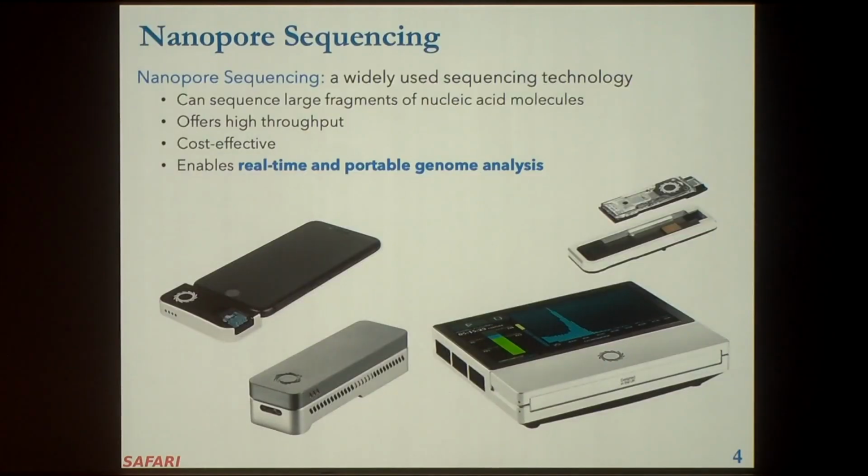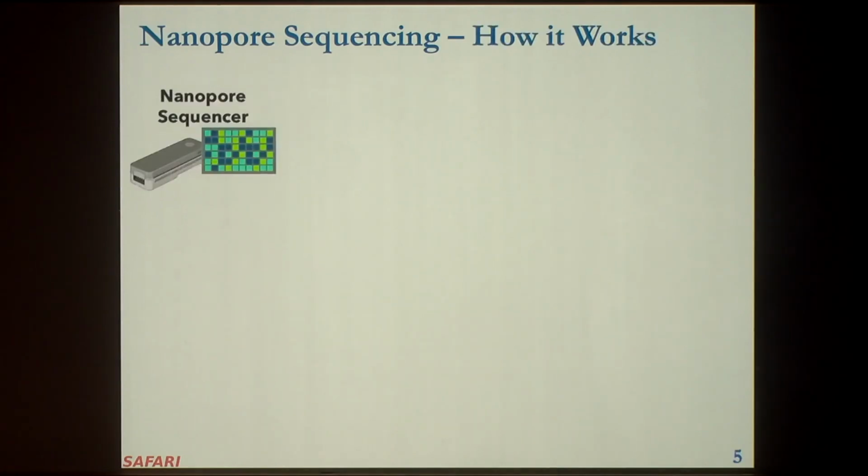As we probably all know, nanopore sequencing is a widely used sequencing technology. It can sequence large fragments of nucleic acid molecules up to 4 million bases. It offers high throughput, it is relatively cost effective, and it also enables unique features such as real-time and portable analysis. So this is a nanopore sequencer.